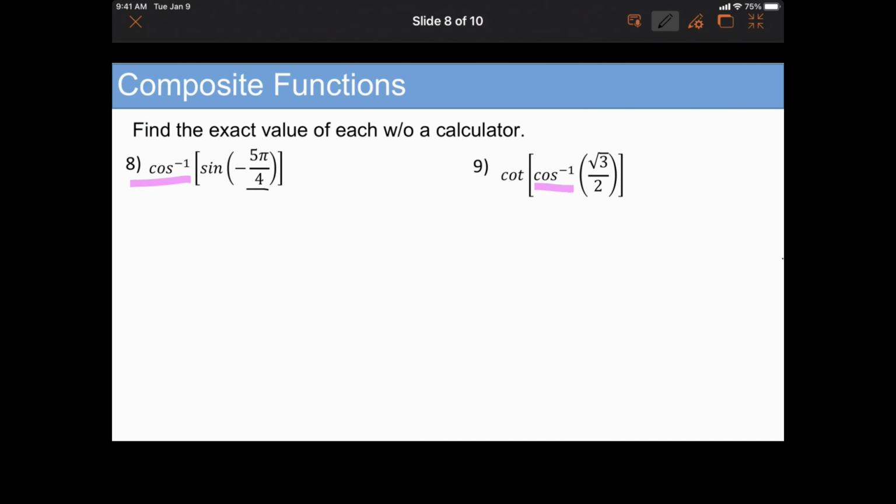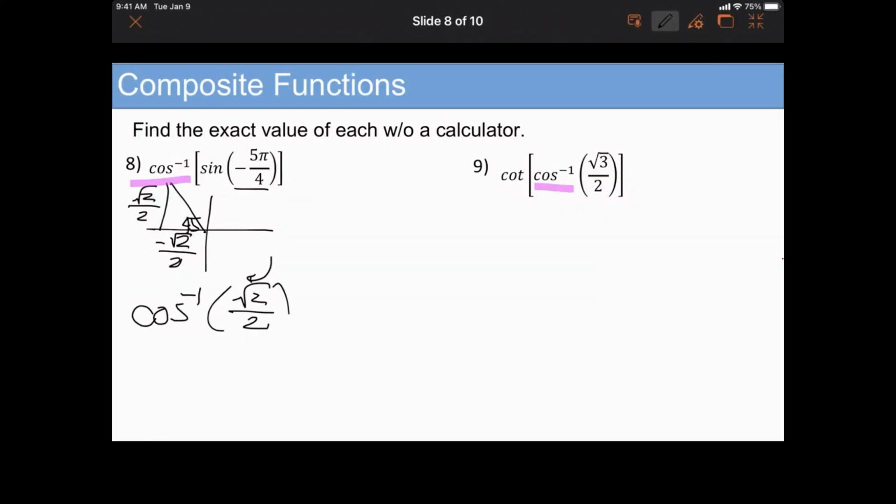So this one starts with an angle. So at the end, we're going to end with an angle. So sine negative 5 pi over 4. We're going to go this direction, and that lands in the second quadrant. So this is 45. This is negative root 2 over 2, and this is root 2 over 2. So for sine, that's going to be root 2 over 2. So cosine of negative root 2 over 2.